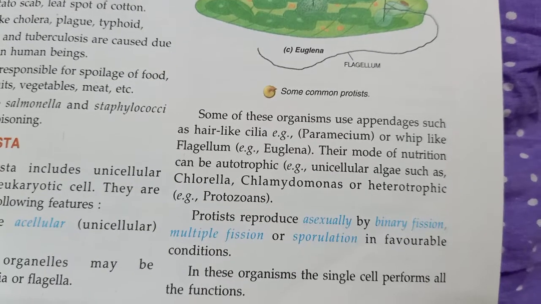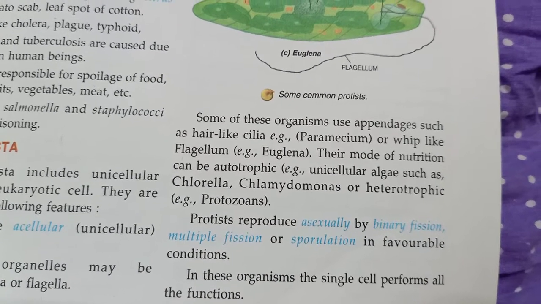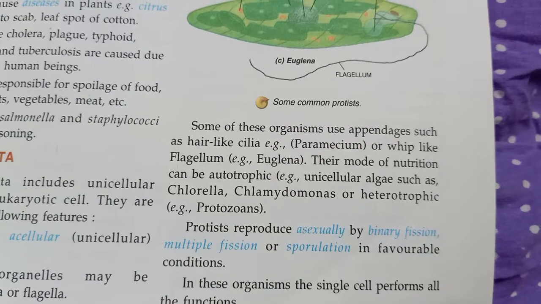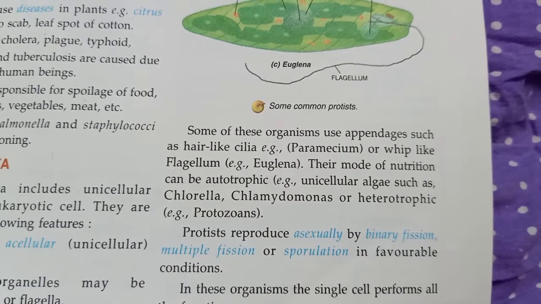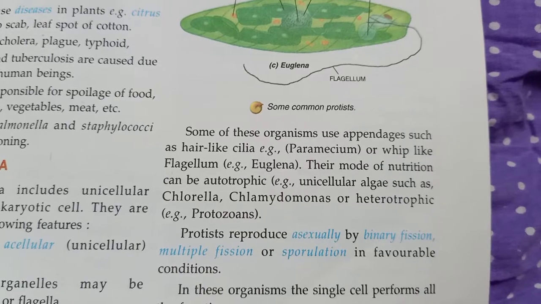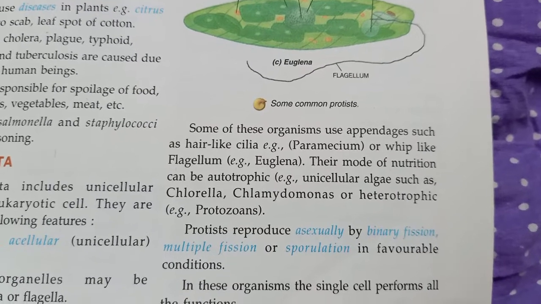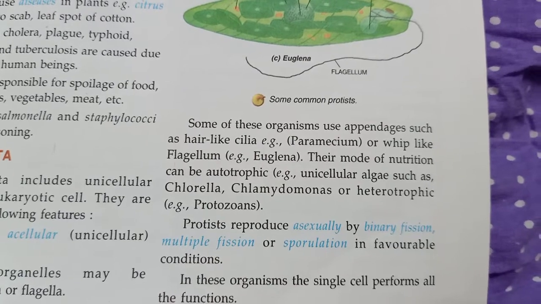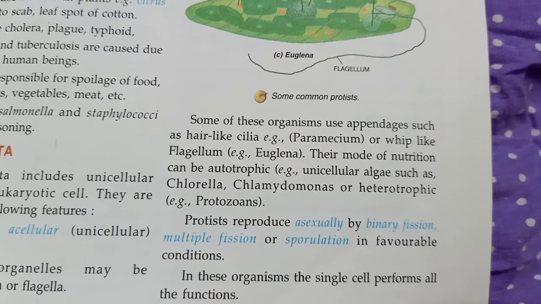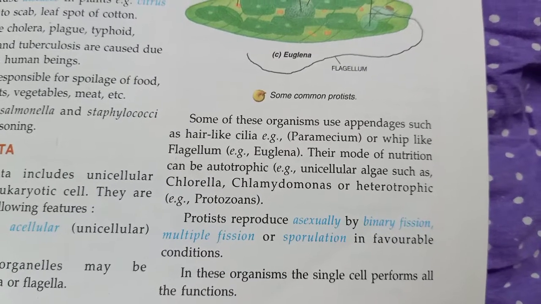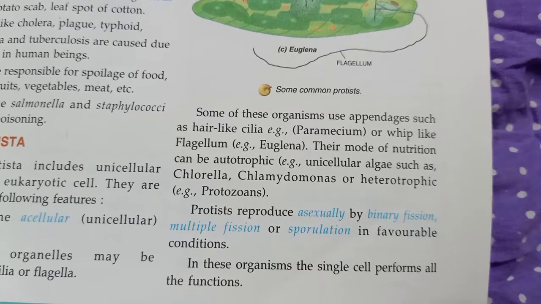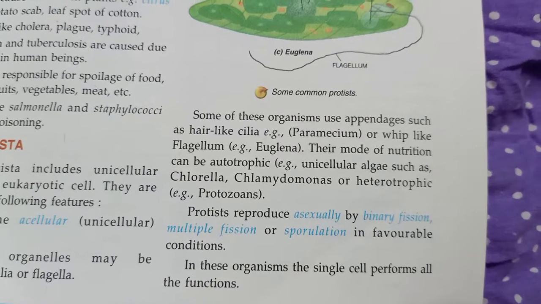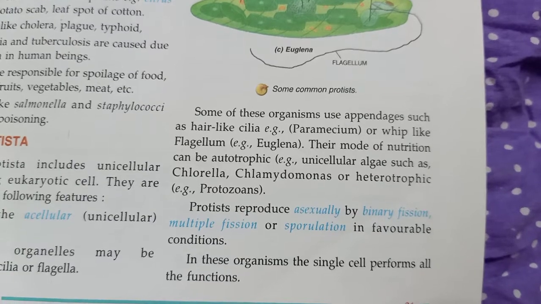Now protists, they reproduce asexually by binary fission, multiple fission, or sporulation in favorable conditions. So they can reproduce by themselves asexually and by the process of binary or multiple fission, as well as by the process of sporulation also, but they need some favorable conditions for their reproduction.